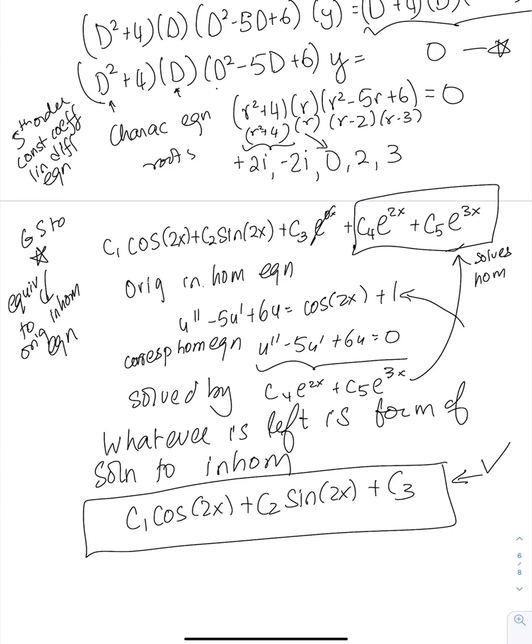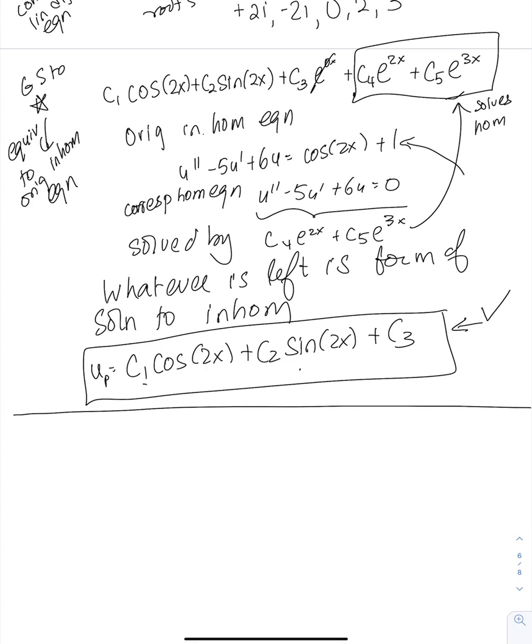The guess came from this annihilator method, and it told us that when it's cosine 2x, we include both cosine and sine. When you have an e to the kt, we'll have an e to the kt, and so on. So this is the form of a particular solution to the inhomogeneous equation. All right, so let's do one or two more, where we have repeated roots.